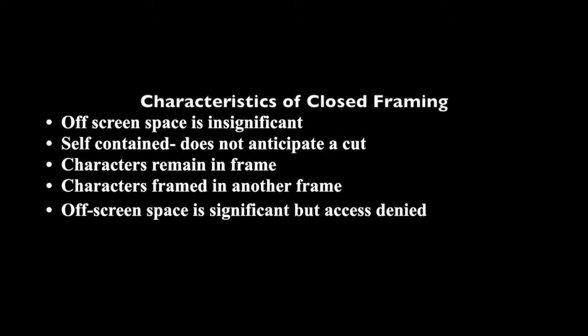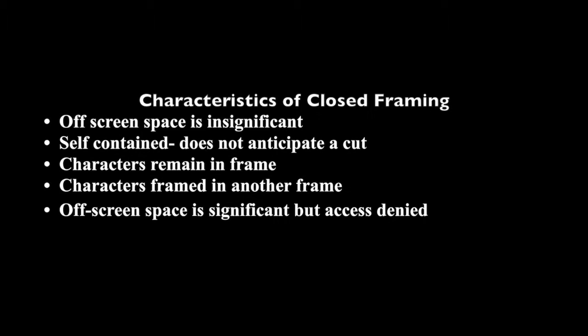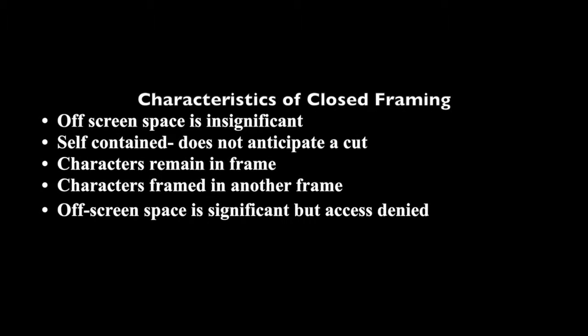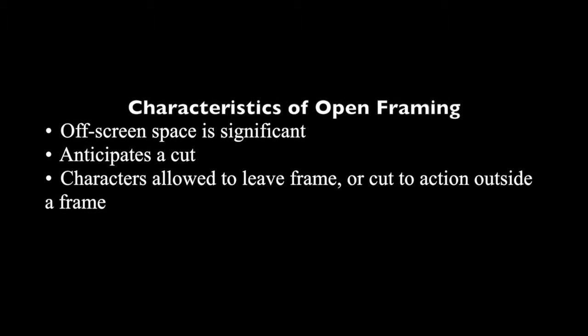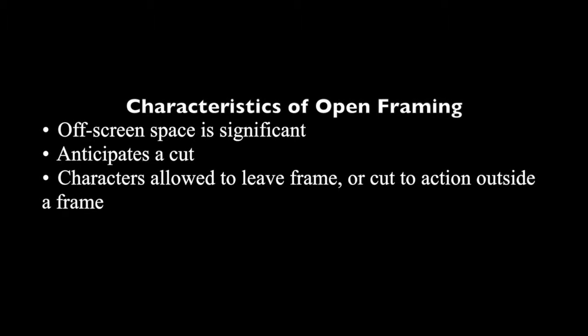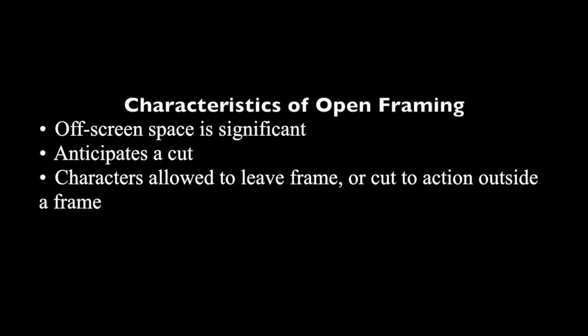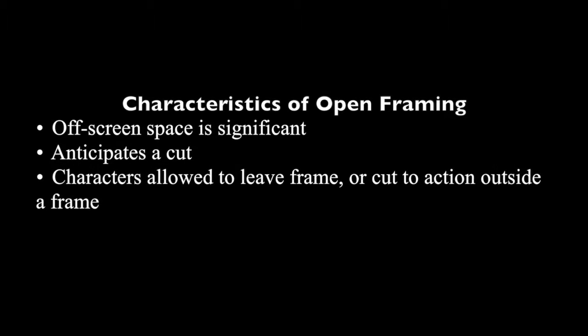Characteristics of close framing are: off-screen space is insignificant, self-contained, does not anticipate a cut, characters remain in frame, characters framed in another frame, and off-screen space is significant but access denied. Characteristics of open framing are: off-screen space is significant, it does anticipate a cut, and characters are allowed to leave frame or cut to action outside of a frame.